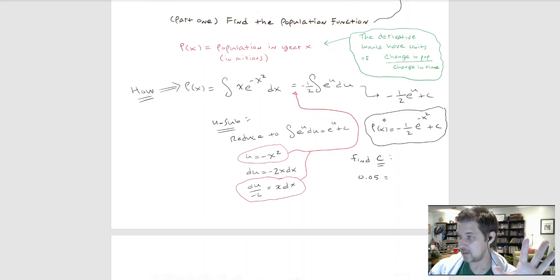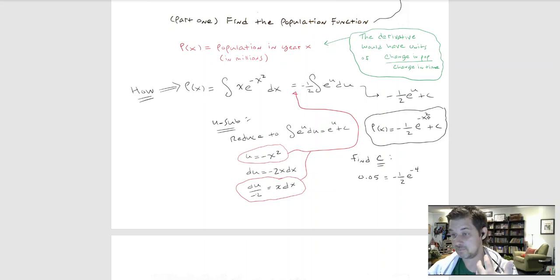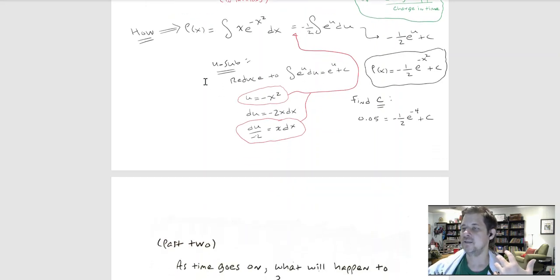Okay, so that's my population. And then I put over here that it said in year 2. So imagine if you put 2 for x and you squared it, you get 4, right? So I got -1/2 e to the -4 plus c, okay? Now, I said that if I only knew that number c, then this function would be complete. I would know everything I need to know about it in order to use it. So I just want to solve for c.